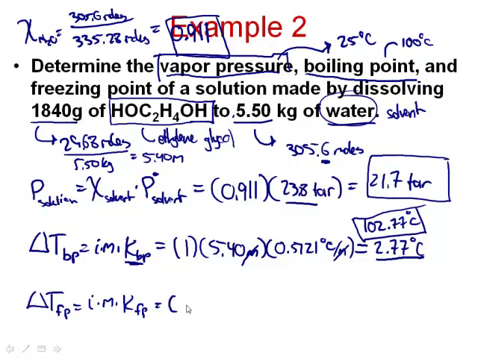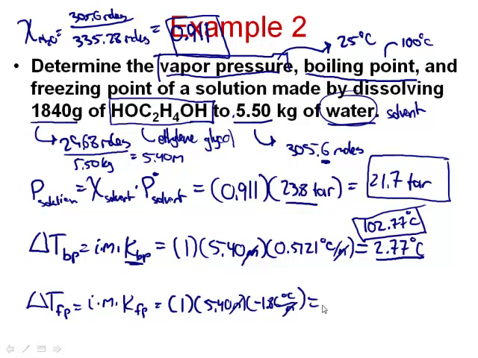I again is 1. The molality of the solute is 5.40 molal. And now we're going to use the freezing point depression constant, also found on page 673 of your textbook. For water, that has a value of negative 1.86 degrees Celsius per molal. Now, what the negative means is that the freezing point is going to go down when we have the solute dissolved, so molality here is going to cancel out.